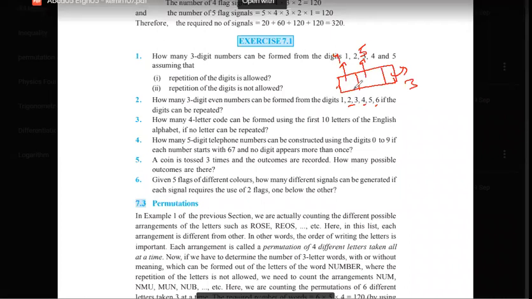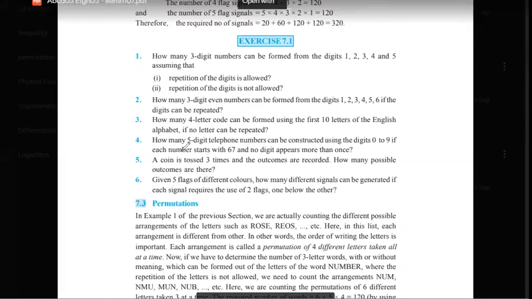Okay. So this is without repetition. Now if the digit can be repeated, then 6 into 6 into 3. This is without repetition, okay. Now third one, 4-digit letters using the first 10 letters of English, easy, right? No letter can be repeated, so 10 into 9 into 8 into 7, or 10 P 4.